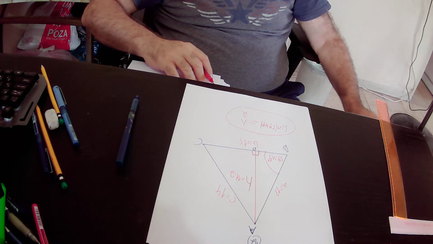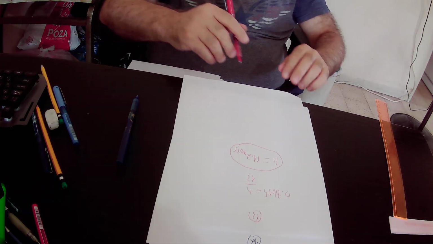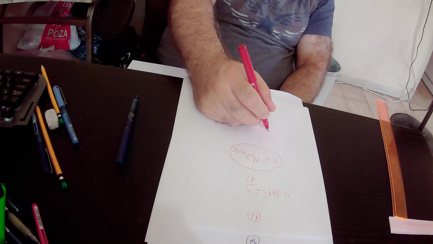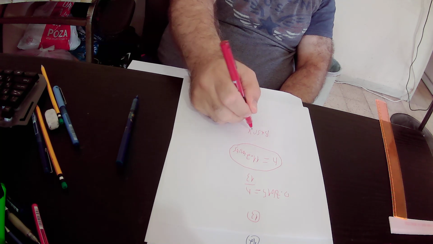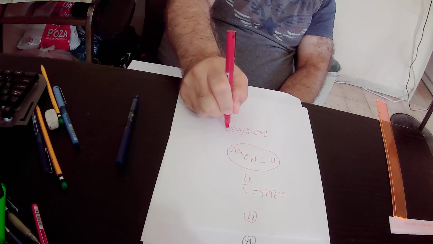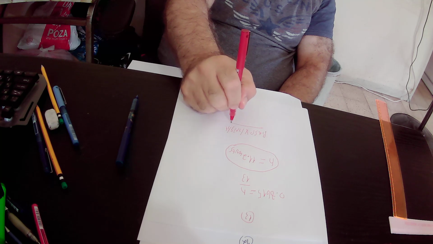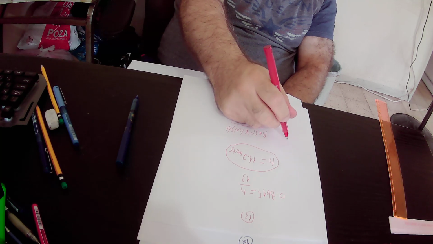So the area of any triangle equals the base of the triangle times the height to the base over 2. That is the area of any triangle.